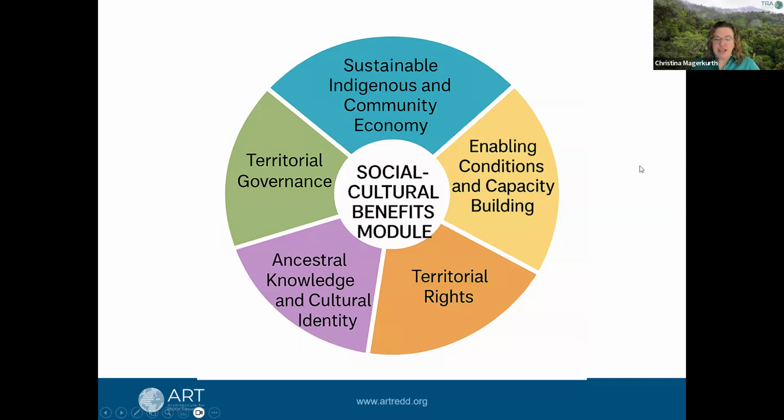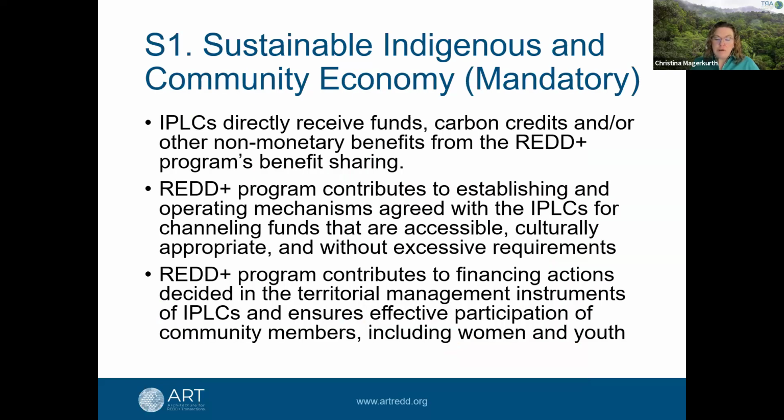So with that wonderful introduction, we'll now dive into what the particulars of the indicators are. So for the first outcome, the Sustainable Indigenous and Community Economy, as I said, there's a set of mandatory and optional indicators for each of the social cultural outcomes. Obviously, the mandatory ones, all participants must do, and then they must do at least one of the optional indicators in each of the sections. They're welcome to do more if they wish, but they must do at least one.